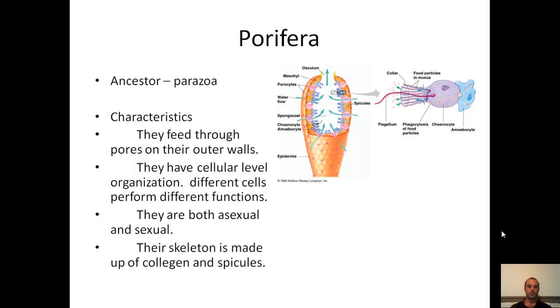So they have different organization in the cells, but they don't have separate organ systems like a heart or lungs or anything like that. And you can read the rest of the things on the left-hand side. You have both asexual and sexual reproduction. And the skeleton is made up of collagen and spicules. So collagen is the same stuff that's in your fingernails and in your hair. It's just a protein, and then spicules are kind of like a hard structure that give some support for the sponge.